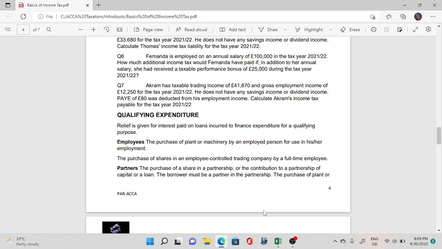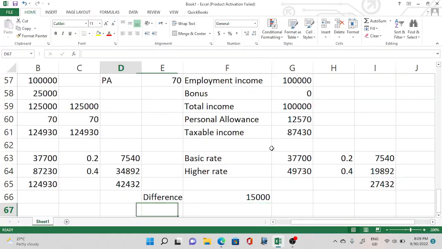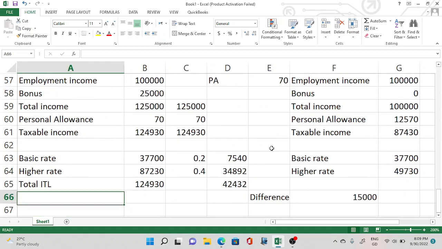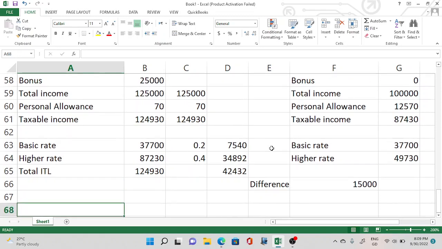Akram has taxable trading income of 41,870, trading income, employment income, no other income, and PAYE of 80 pounds. So you can solve this question on your own, and one thing you will be doing is deducting the PAYE. Once you have found the income tax liability here, then you will subtract the PAYE and get the income tax payable. Okay, let's do this.